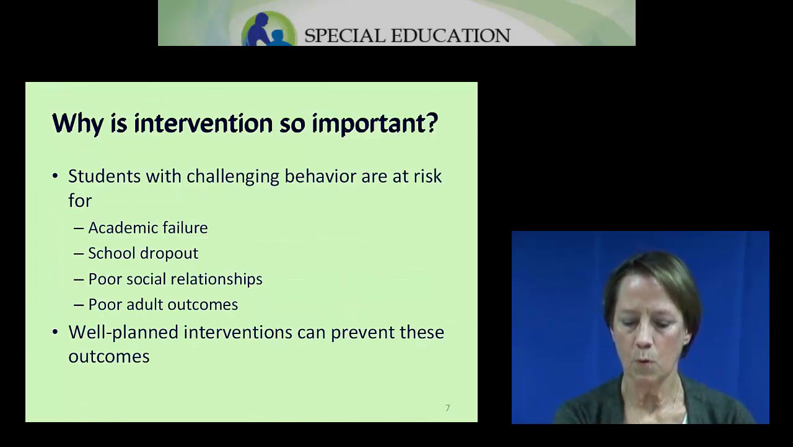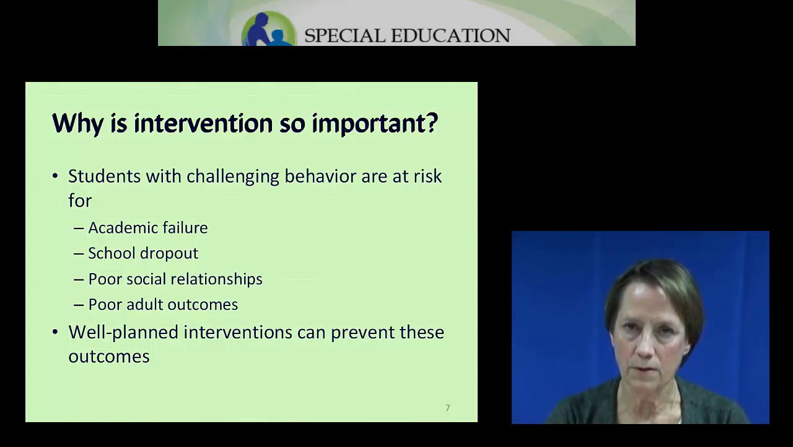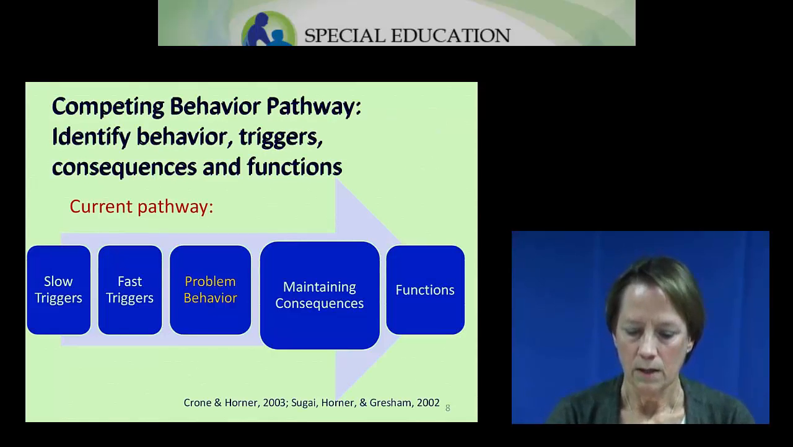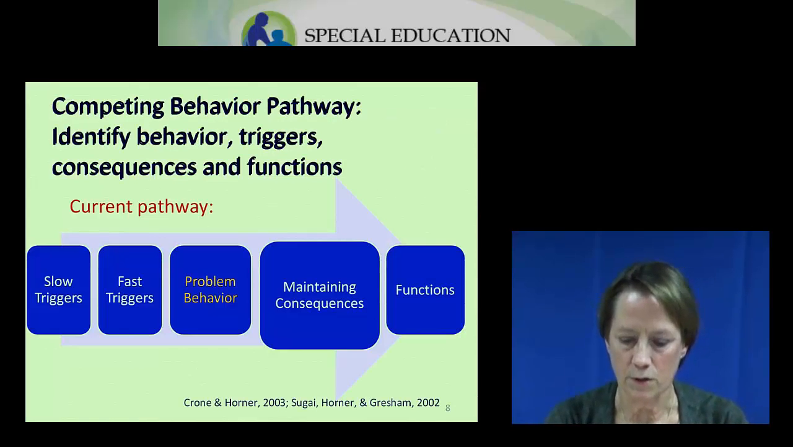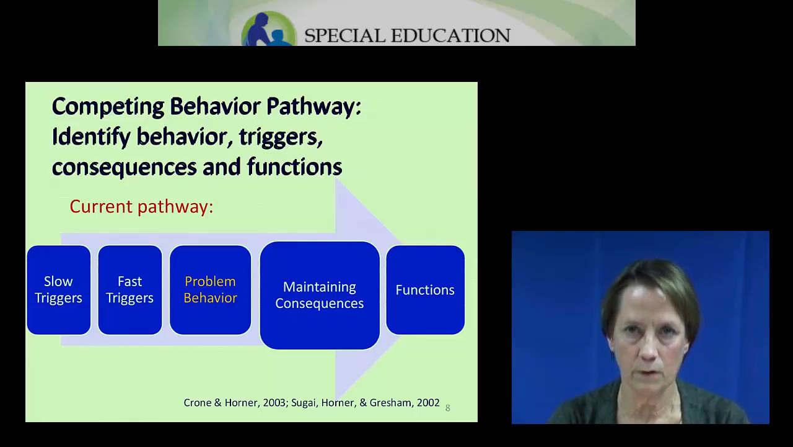So why is it so important to intervene? We know that students with challenging behavior are at risk for several negative outcomes that are listed here. So our well-planned interventions are really intended to prevent these outcomes. I'd like to start our discussion of interventions by introducing the concept of behavior pathways. This may be familiar to you if your school is implementing positive behavior intervention and support systems.